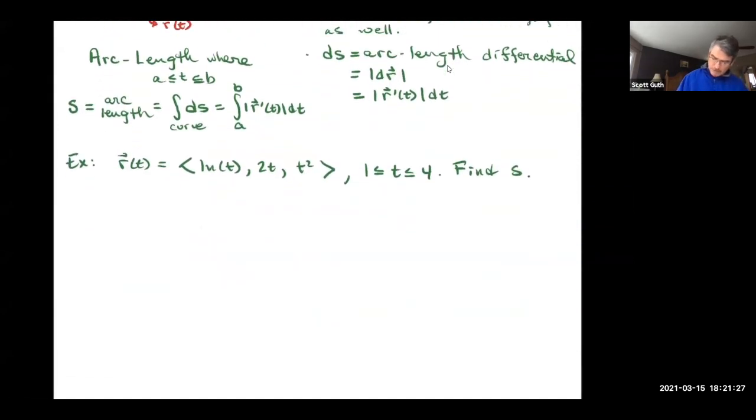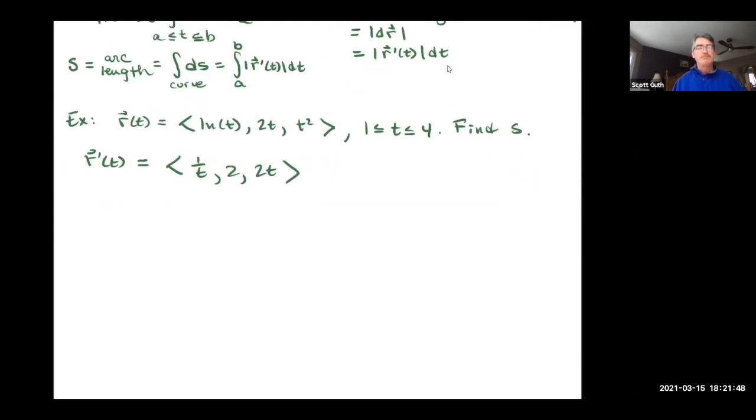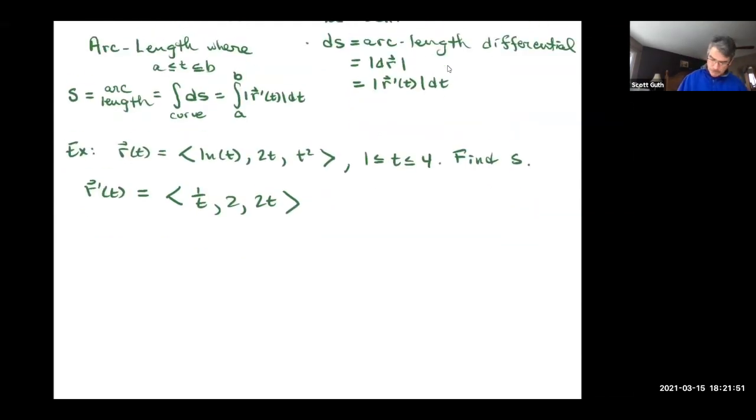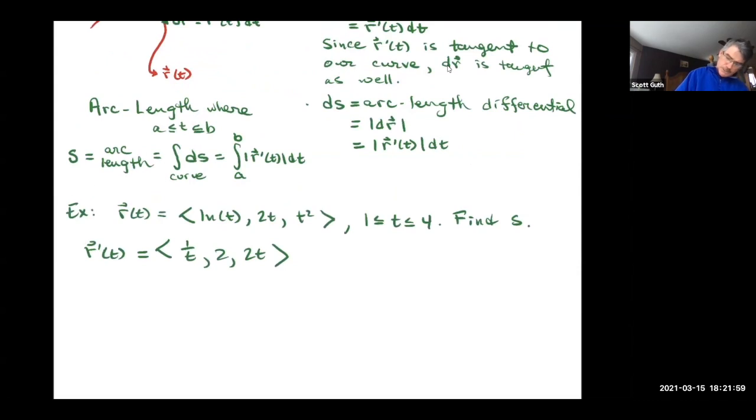So we're going to compute arc length for this vector function, where t goes from 1 to 4. So first we need the derivative. So let's begin. R prime of t is 1 over t, 2, 2t, like that. And then we'll need the magnitude of that. You can think of this as distance equals rate times time. For the arc length, the rate is the magnitude of the velocity vector, which is the speed. You're just doing speed times time and adding that up to get the distance, which is arc length.